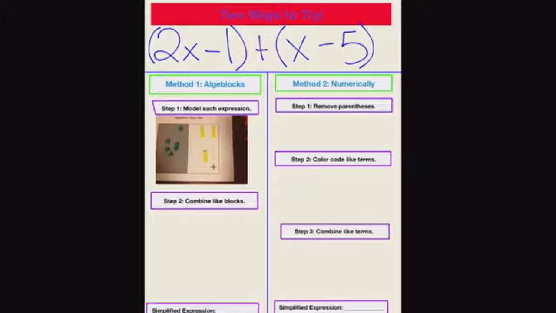Okay, remember step 2 is to combine our like blocks, so let's go back to our algebra blocks. Okay, all our x's are on the positive side, so we're just going to combine our x's together. Same thing with our green cubes, they're all on the negative side, so we're just going to combine those together and go ahead and take a picture. And drop that into GoodNotes.